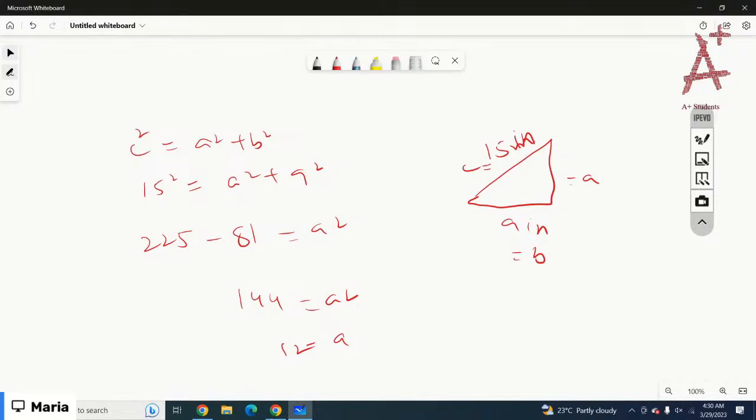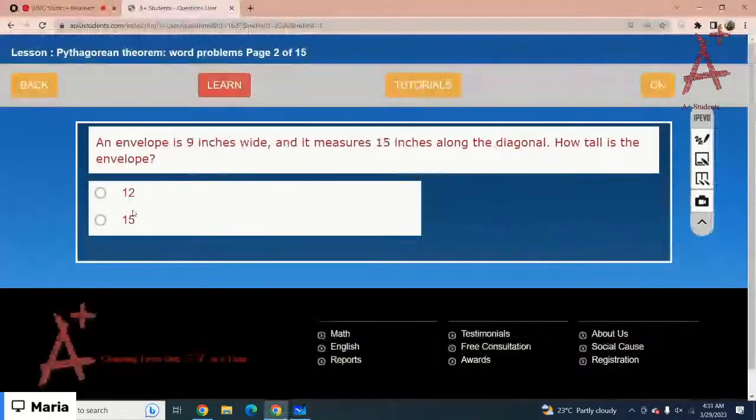So the correct option is A equals 12. Got it? So here is the 12, the correct option. Got it?